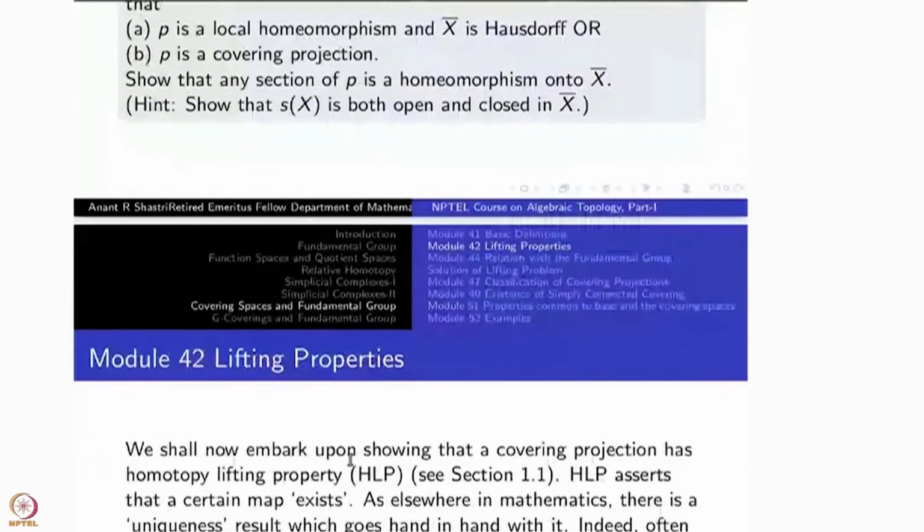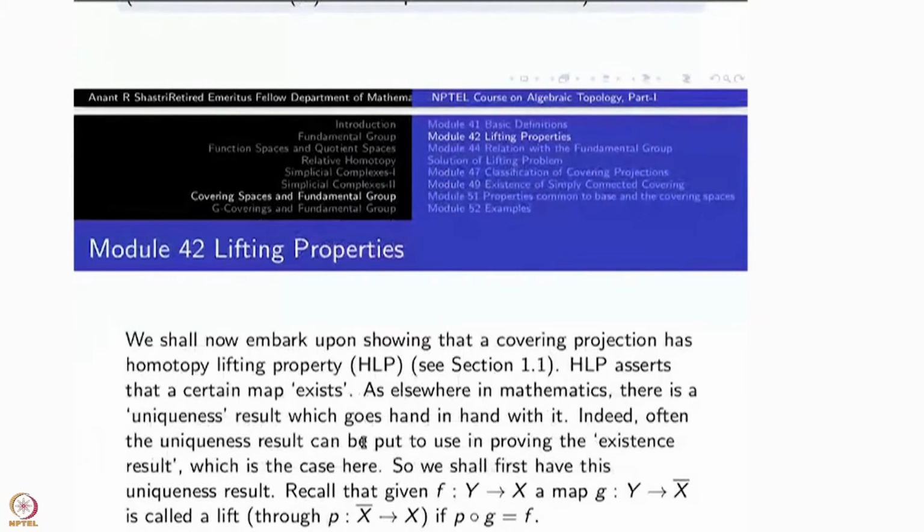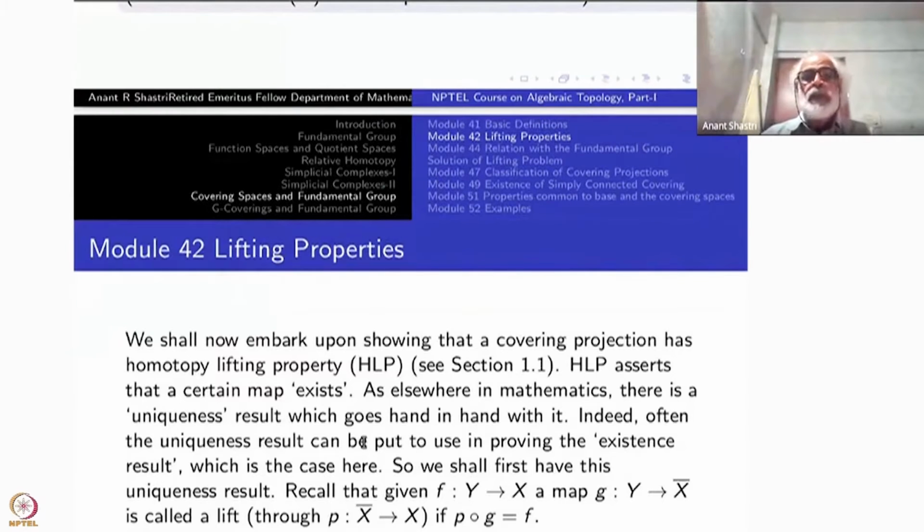All right, now let us carry on with lifting properties. The homotopy lifting property, if you recall, asserts that certain maps exist. What are they? Namely, if one map can be lifted, then the whole homotopy can be lifted. That existence of a lift means P composite the new map you get is the old map. So that is what we have seen, the homotopy lifting property.